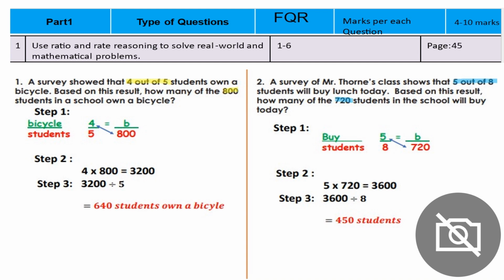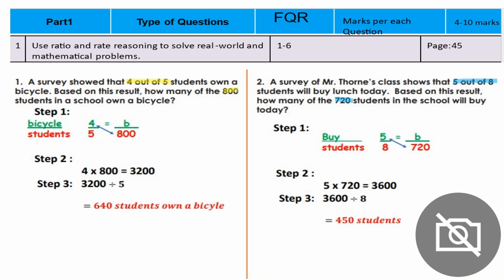So make a column like this, and then we have to do cross multiplication. Cross multiplication means you multiply this 4 with 800. So 4 times 800 is 3200. Then you divide this by 5. So 3200 divided by 5, then you will get 640.